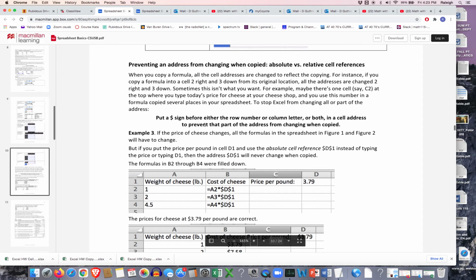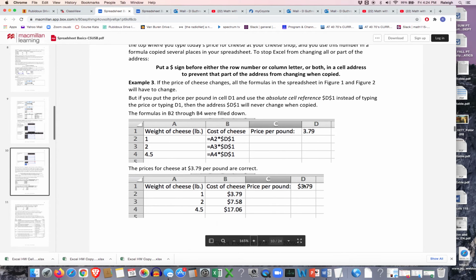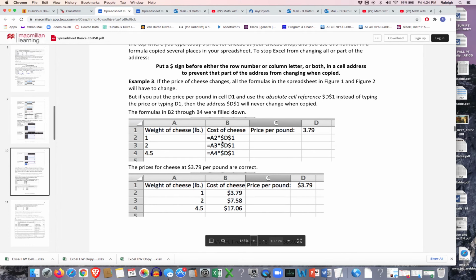So you can put a dollar sign before either the row number or the column letter or both in a cell address to prevent that part of the address from changing when being copied. In other words, it'll keep that one price locked in. So D1 is sacrosanct, I guess is the word. You don't want to change that. And although you do want to change the reference point, just take whatever's in cell A and multiply by 379. This way, if you needed to change the price all at once, you could do that. So there's an advantage there. This looks rather complicated. You put the dollar sign before the D and before the 1.